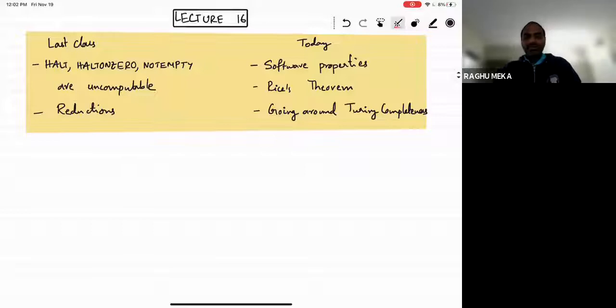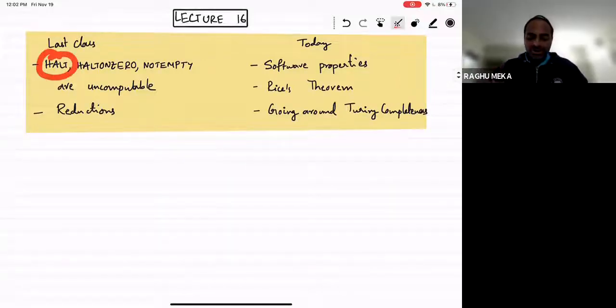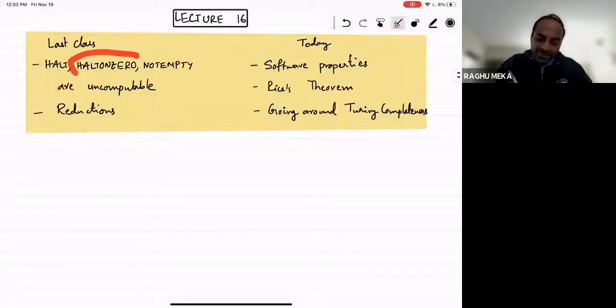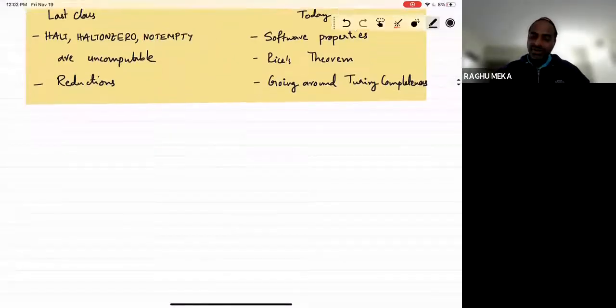So last class, we were talking about showing uncomputability of various languages, right? So we looked at halting. We showed that was uncomputable, starting with the toddler problem as an uncomputable problem. Then we used it to conclude halt on 0 is uncomputable. Then we talked about not empty. And the way we were doing that is by this language of reductions.